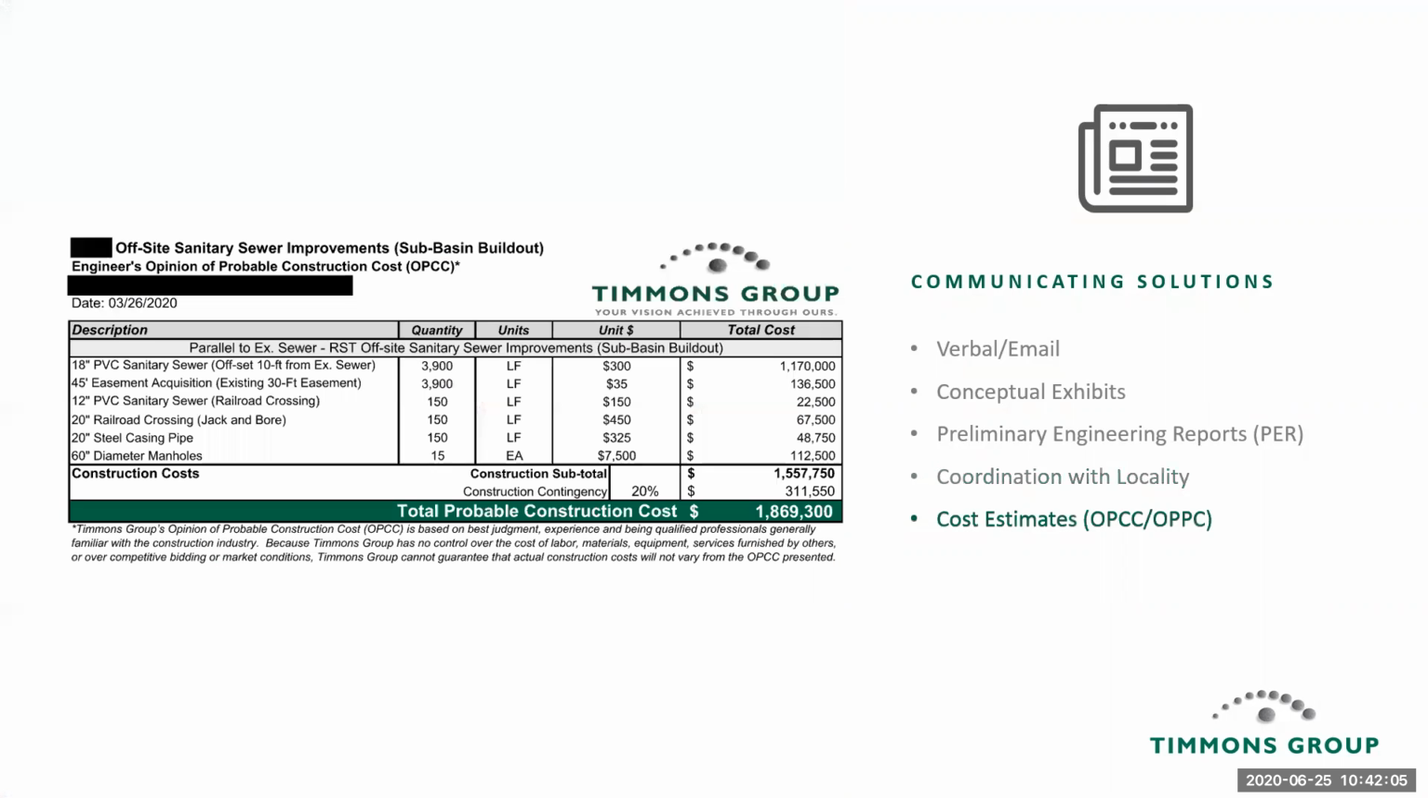And then we'll also provide cost estimates, an OPCC, which is an opinion of probable construction cost, or an OPPC, which is an opinion of probable project cost. An OPPC will typically include things like engineering design, survey, environmental services, permitting, construction administration, things that would give the owner a more accurate view of total project cost. But obviously, the cost is probably the most significant factor, the thing that owners are most interested in.